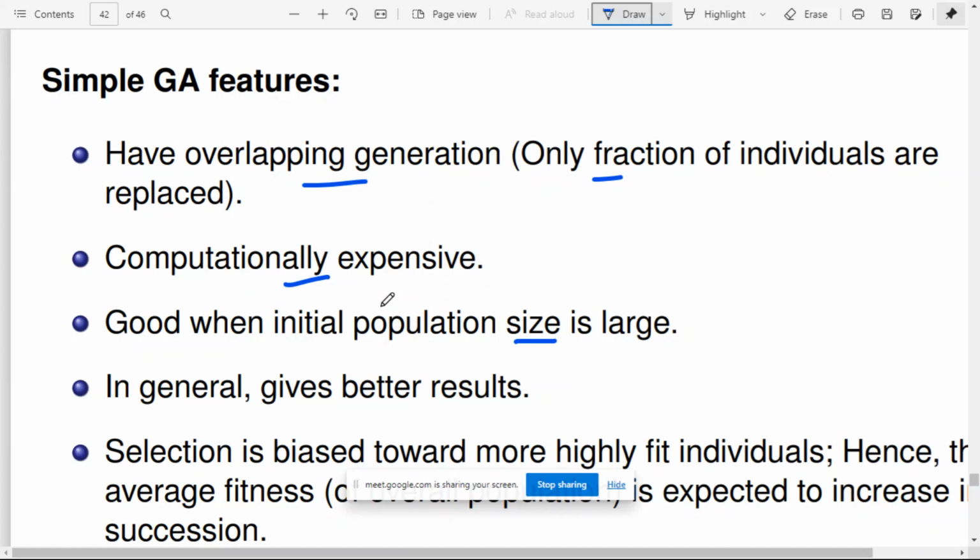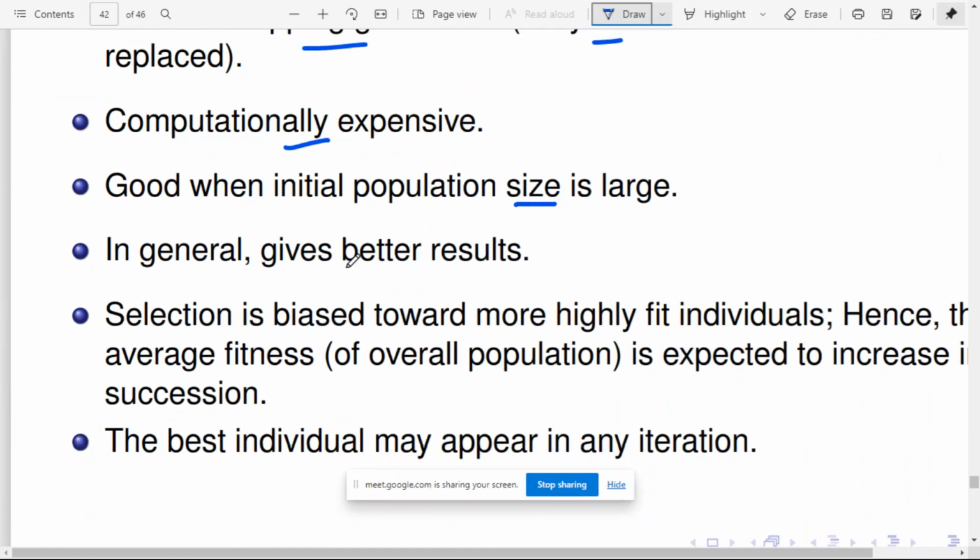Here each individual is a solution. So the more individuals you identify with a good fitness score, the more likely it is that you are approaching close to the solution. So in general it gives better results. Selection is biased towards more highly fit individuals. Hence, the average fitness is expected to increase in successive iterations.